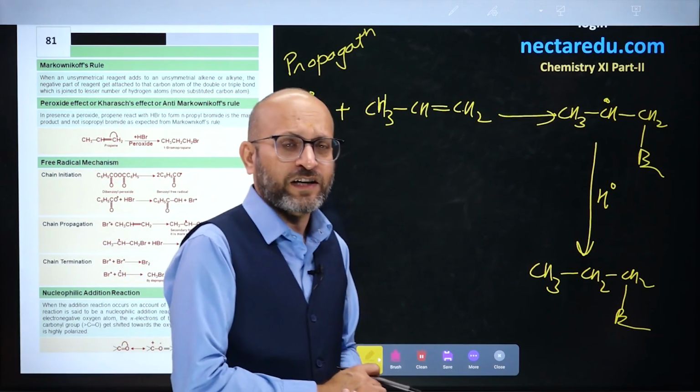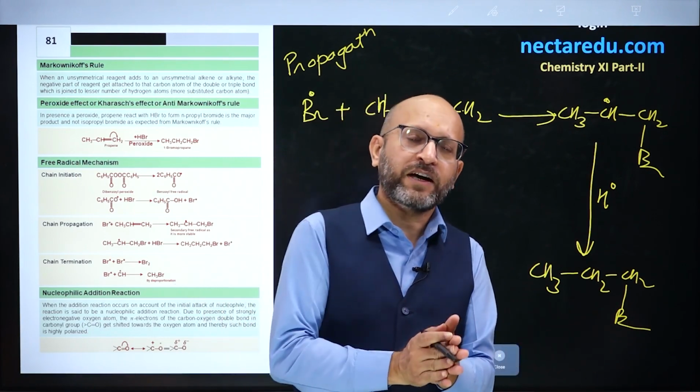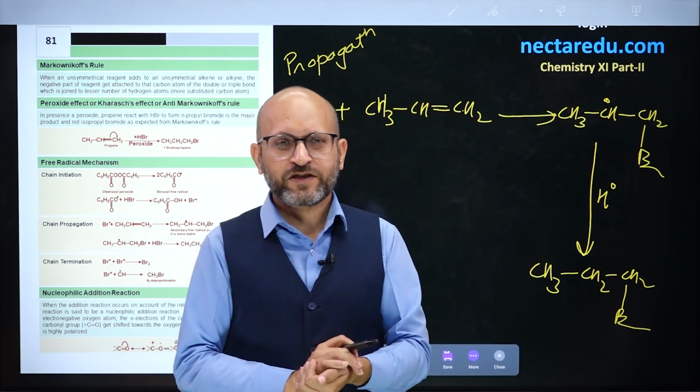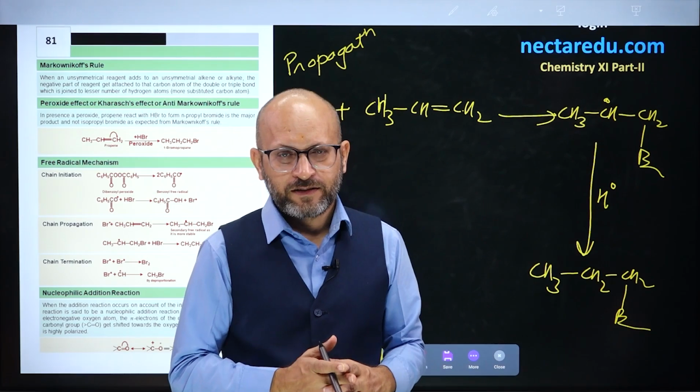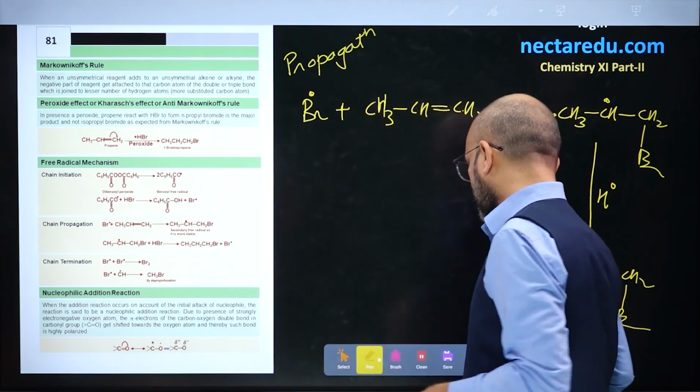And the last step is termination, where all free radicals combine with each other to give neutral species which are more stable. So this was what Kharash effect is.